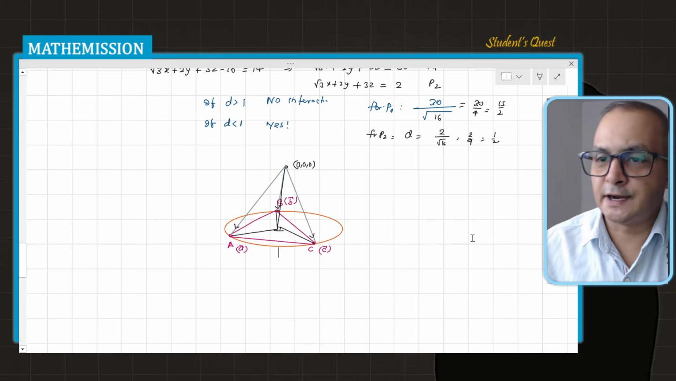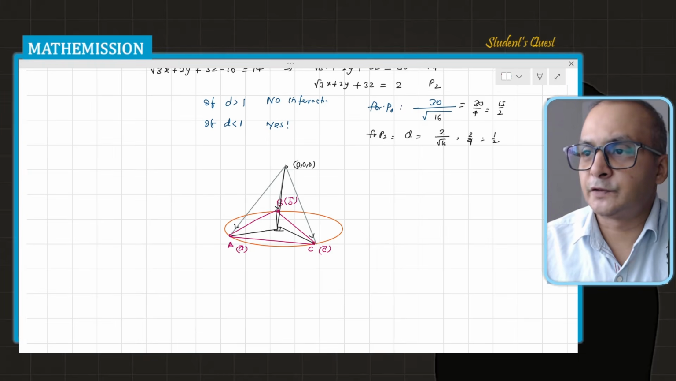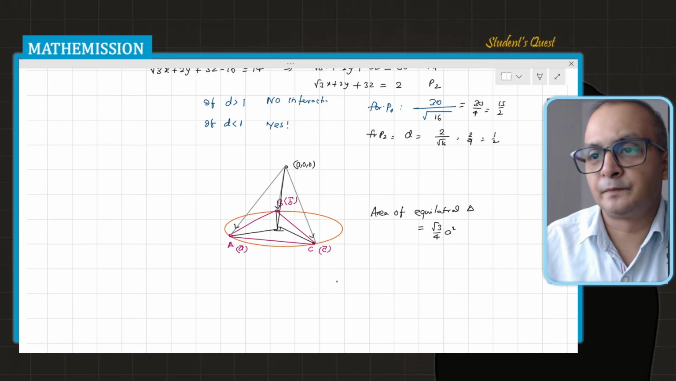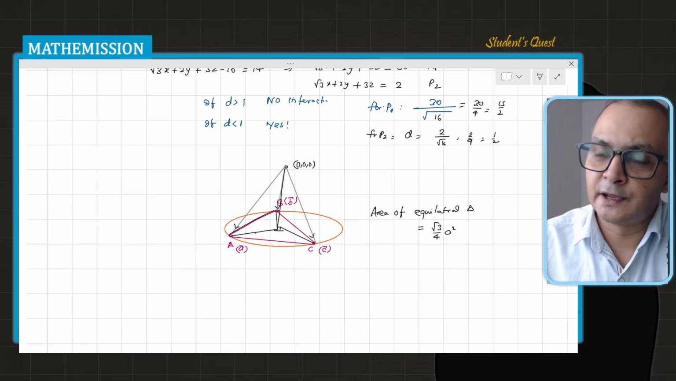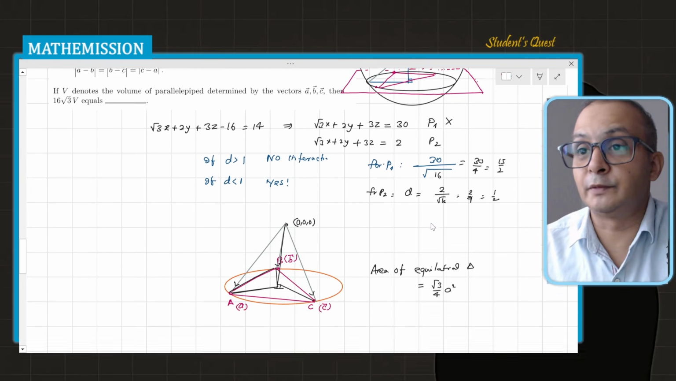So how do we decide the area of the triangle? For the area of an equilateral triangle, you know that it is root 3 by 4 times the side square. We don't know the side length, we have to find it. This length we already know, the radius of this circle. Sorry, we don't know, we have to find it out.